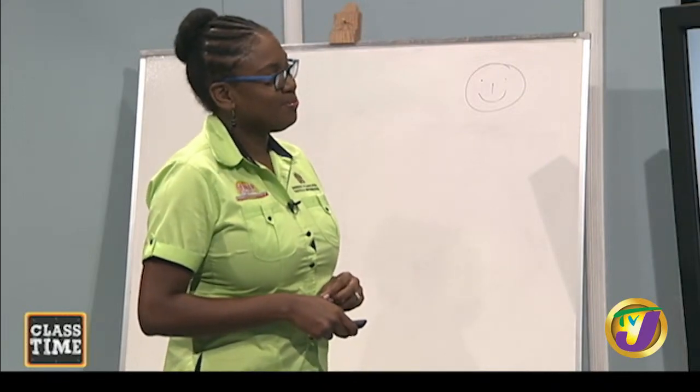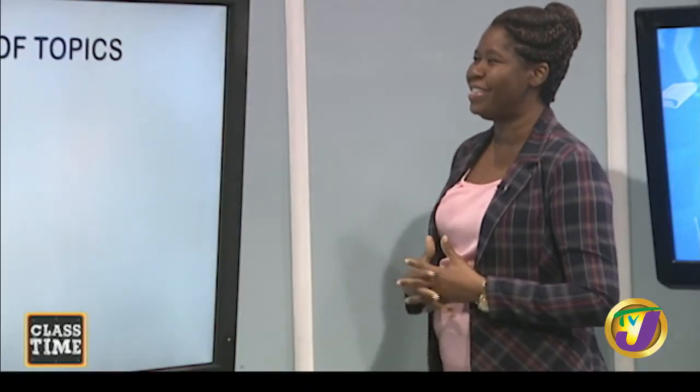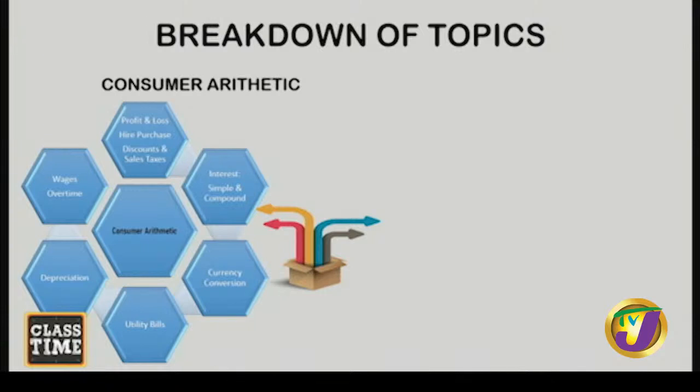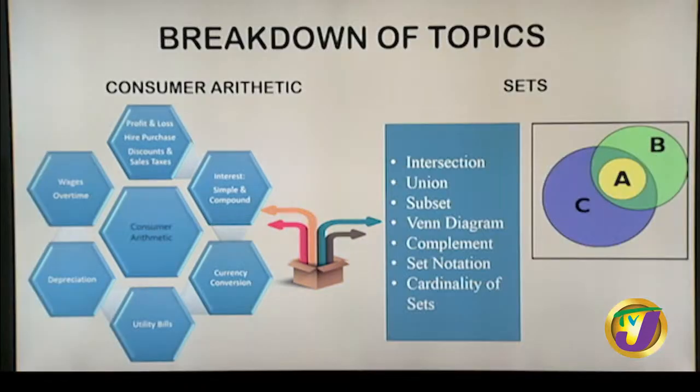All right, so this is the breakdown of the topics that we hope to cover during this session. For consumer arithmetic, we have quite a number of things: profit and loss, hire purchase, discount and sales tax, interest, simple and compound, currency conversion, utility bills, depreciation, wages, overtime, just to name a few. Under sets, we're hoping to look at intersection, union, subset, Venn diagram, complement of a set, set notation, and cardinality of sets as well. So let's get into it.